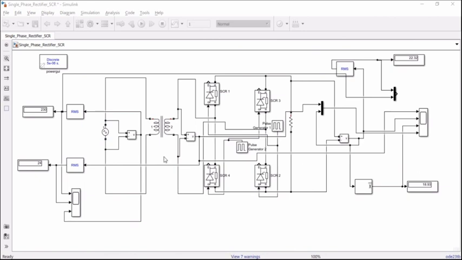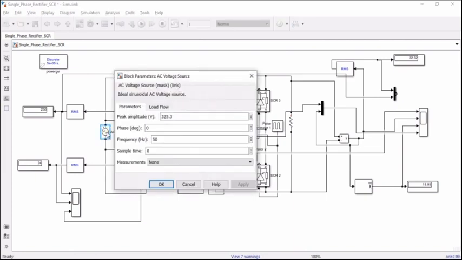Now let's see the parameters of the block one by one. And this is the AC input voltage source. Here we will have to double click in, and the parameters need to be selected. This is the peak amplitude. So we need to give 230 volts input. However, the RMS input cannot be given here. Only the peak amplitude can be given. So 230 volts need to be converted into peak amplitude. By multiplying 230 volts with root 2, we'll get 325 volts. The input supply frequency is 50 Hz. The value can be given here.